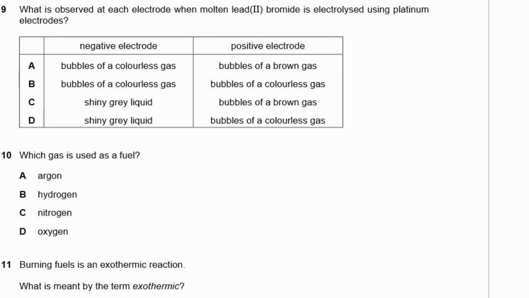Question 9. What is observed at each electrode when molten lead-2 bromide is electrolyzed using platinum electrodes? Platinum electrodes, the key thing with platinum is it's unreactive.